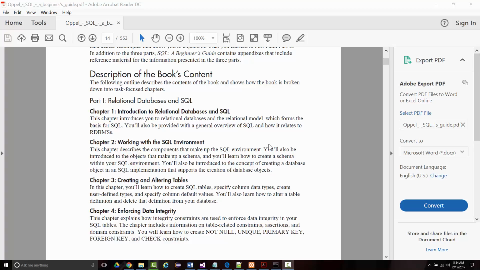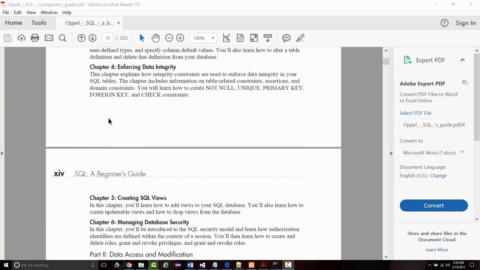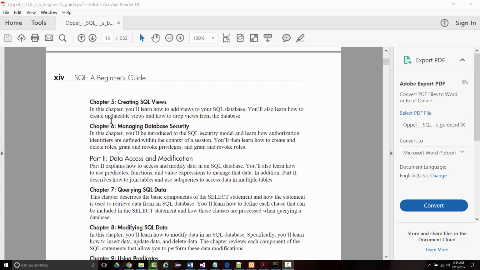I'm going to quickly talk about Chapter 1 in our Beginner's Guide to SQL, 3rd Edition. And as I go through each one of these, I want to go over and explain what the particular chapter is about. This is Part 1 of the book, which I think is the first 5 or so chapters. First 6 chapters.